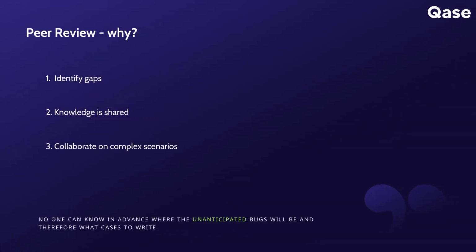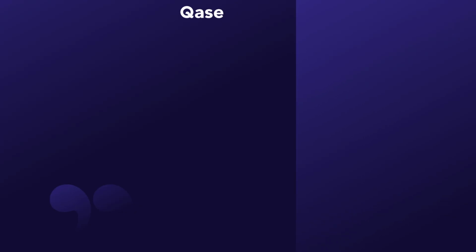During a peer review, team members may identify gaps in test coverage or highlight potential scenarios that were overlooked. This collaborative process allows testers to share insights on various testing techniques and approaches. Through this exchange of knowledge, testers can adapt best practices and elevate the overall testing proficiency of the team. In complex scenarios, a peer review allows team members to brainstorm and collaborate to ensure the test approach is sound and all the relevant aspects are covered.